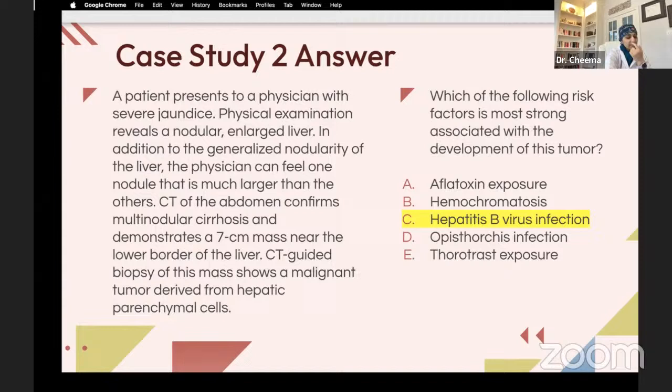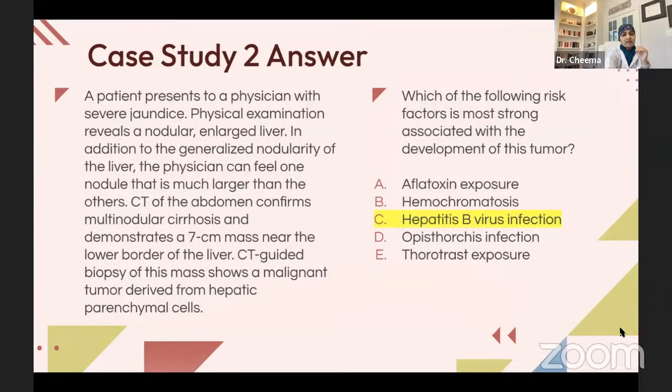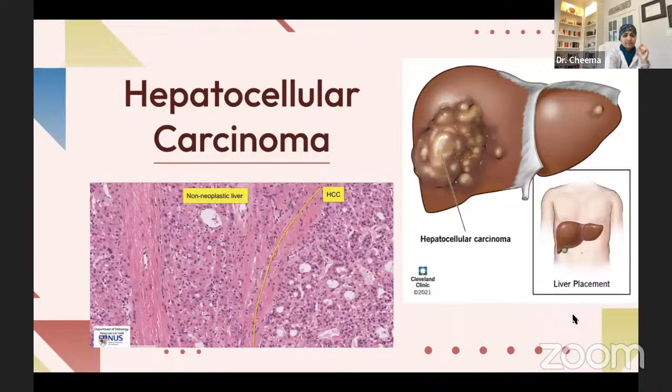Option D is a liver fluke that infects the biliary tract and predisposes to cholangiocarcinoma, not hepatocellular carcinoma. And option E is a radiological contrast medium that is no longer used because it predisposed to cholangiocarcinoma, not hepatocellular carcinoma. So we can see the most associated risk factor for hepatocellular carcinoma is hepatitis B or hepatitis C infection. All right, let's move to our next case study.